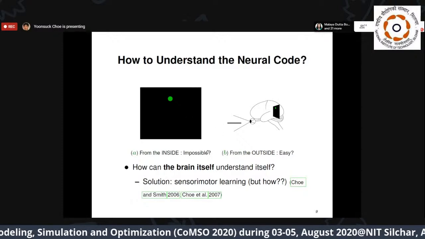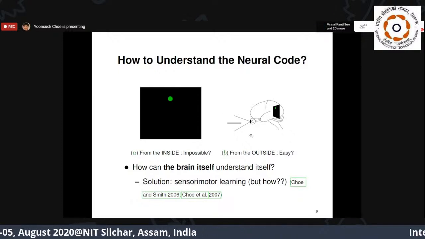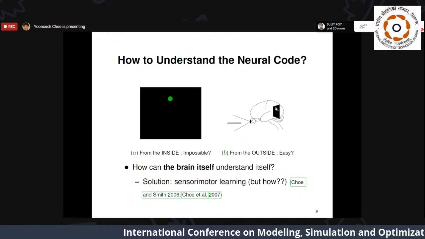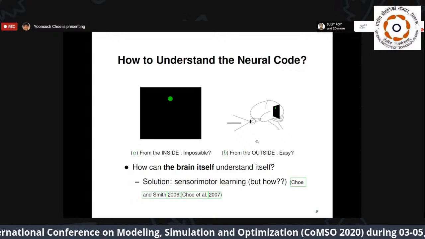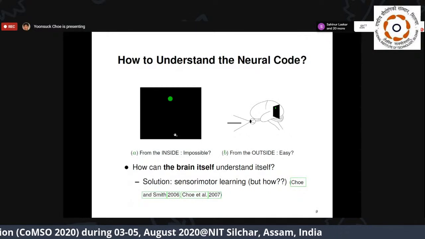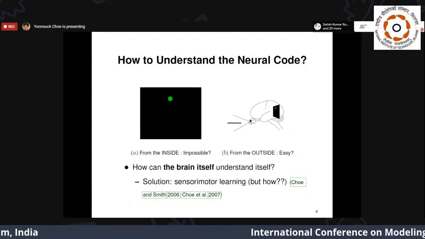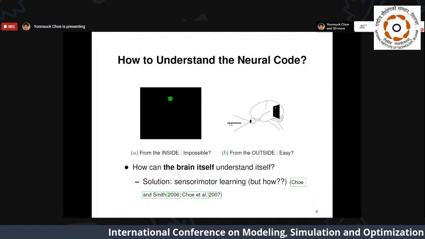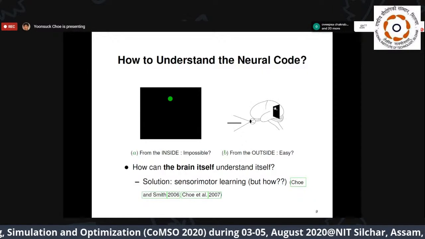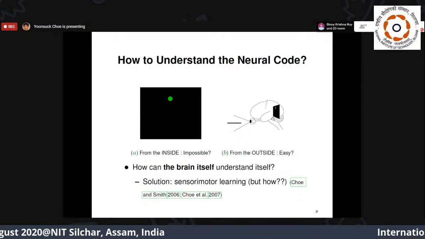So here's the problem. From the inside, it seems like it's an impossible problem to solve. And from the outside, you can easily solve this problem of what these patterns mean. But of course, the brain is actually solving these problems. When we humans see this horizontal line in the environment, then some neuron activates, and we perceive that there is a horizontal line. And there's a vertical line, we perceive that there is a vertical line.